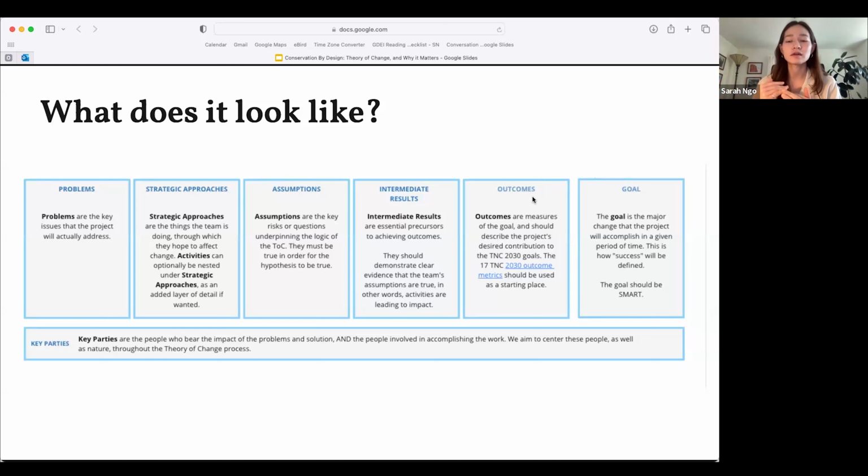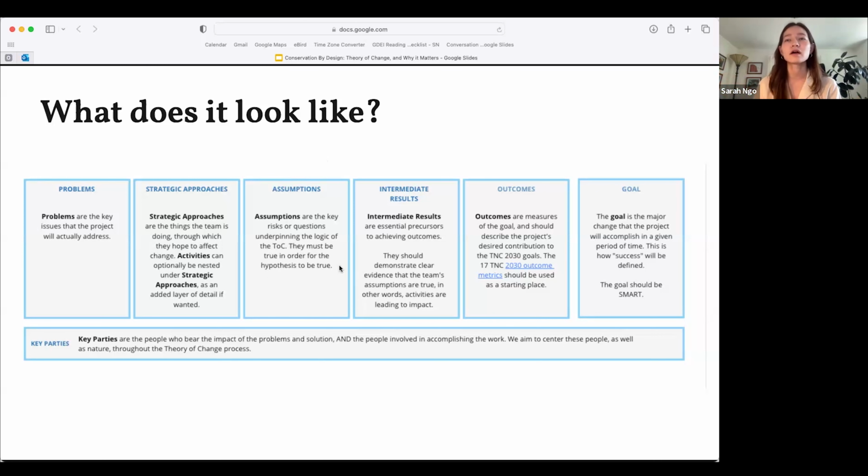So what are the explicit measurable deliverables or long-term outcomes that we're aiming towards over the time frame of the theory of change? In the middle here, the assumptions and intermediate results are the meat of it. The assumptions are the key risks or questions underpinning the logic of the theory of change. That means assuming we are doing the strategic approaches, what assumptions have to remain true in order for that work to result in the outcomes we expect.